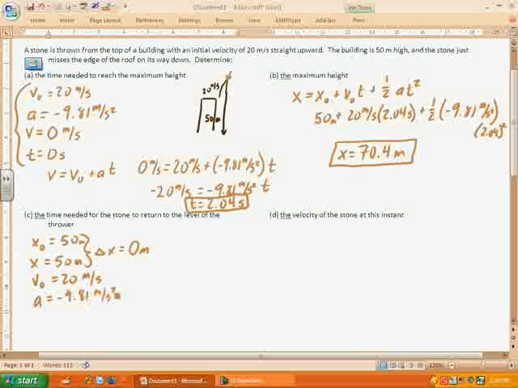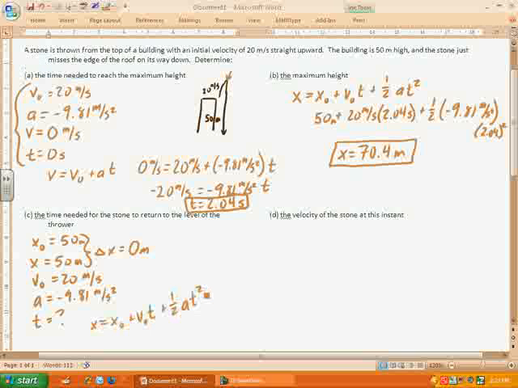Okay, and so now we can calculate the time needed. We've got displacement, velocity, and acceleration, but we don't have the time, and we're looking for the time. So our equation needs to have time in it. Let's use the same equation: x equals x naught plus v naught t plus 1/2 at squared.